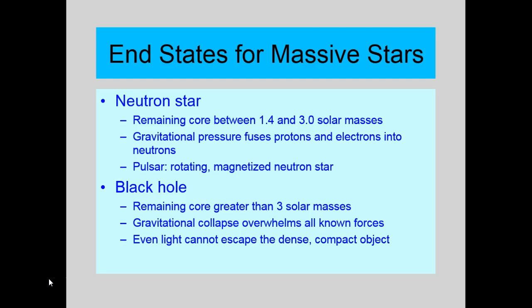All right. So let's get back to this most massive of stars, more than 3 solar masses, collapsing on themselves, going beyond just pushing protons into electrons and making neutrons. You are actually overwhelming all known forces. Everything we know. Even light cannot escape from these dense, compact objects. And this is what we call black holes.